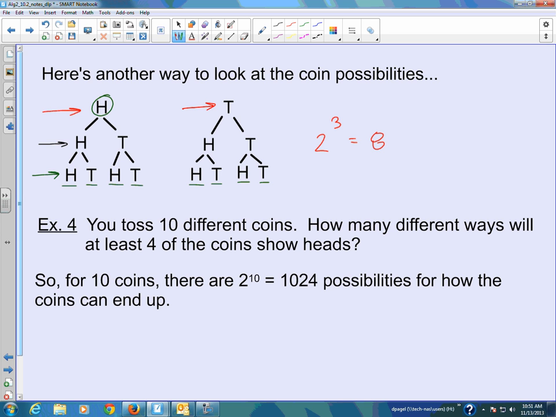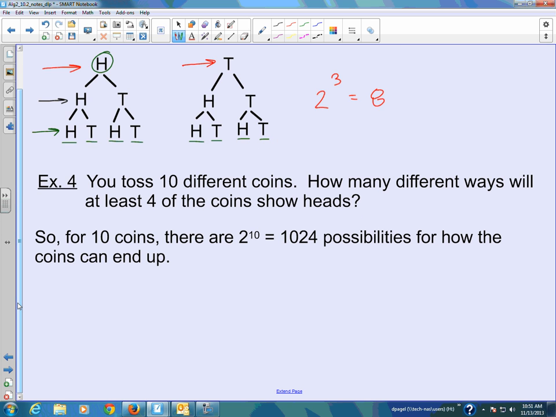But now in example 4, we're going to toss 10 different coins. Now because the coins share the same head or tail possibilities, if we follow the same model, we could say that 2 to the power of 10 gives us a total of 1,024 possibilities for how the coins could end up. How many different ways will at least 4 of the coins, so here we have a phrase at least 4 of the coins, show heads?